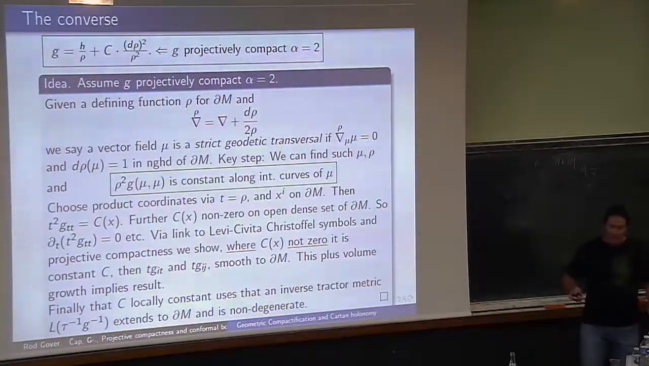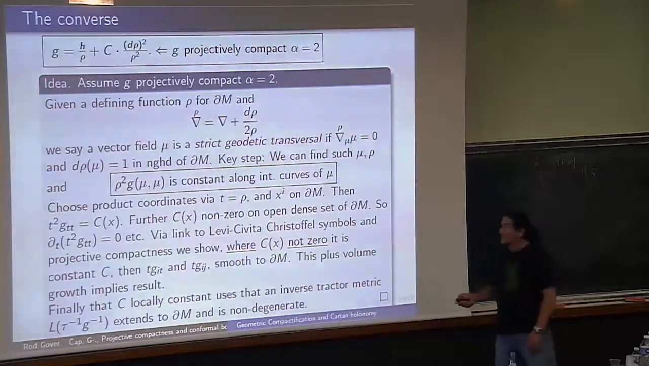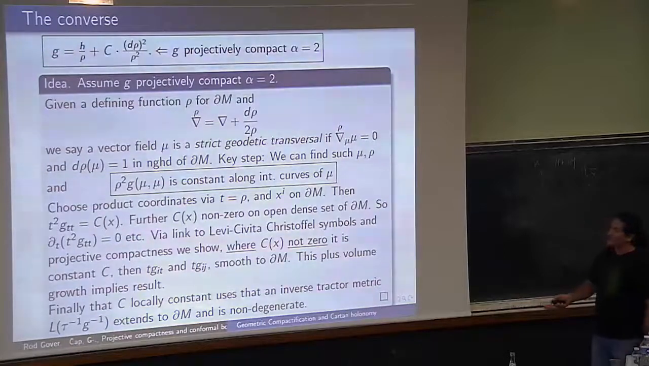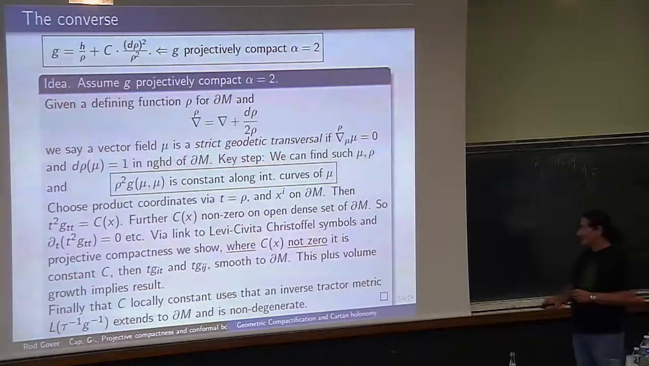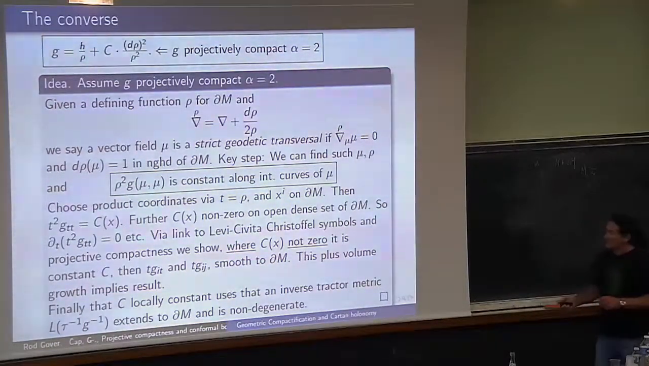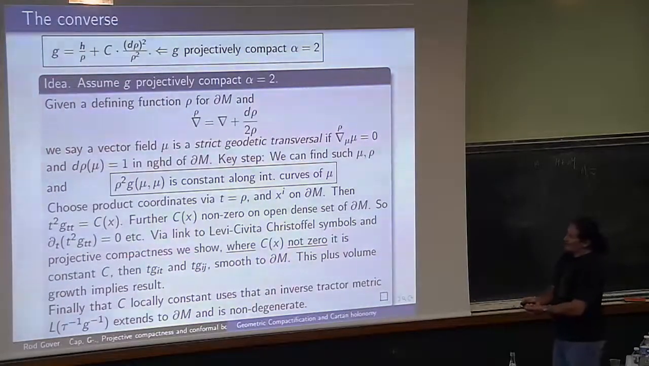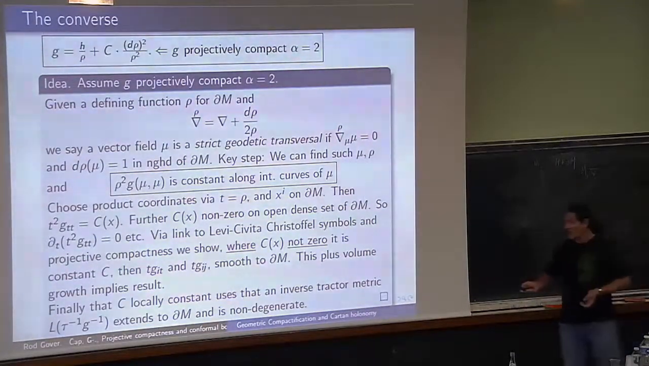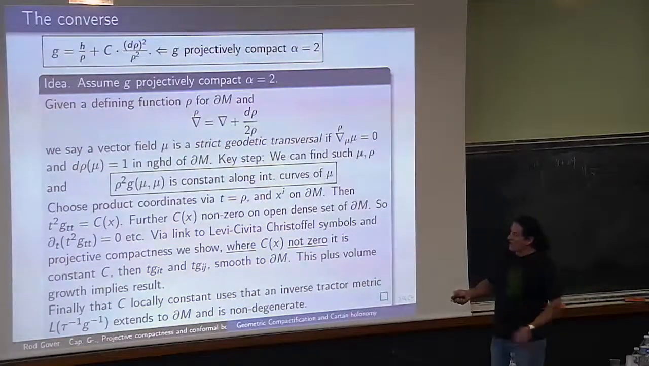And then you play back and forth with this projective compactness condition, and you get more and more equations on Christoffel components. And you show in a sequence first that the C of x is actually constant almost everywhere. In Riemannian signature, it has to be a non-zero constant simply because this length has to be non-zero on the interior and it's constant up the rays. In other signatures, you have to be more careful. But you show that that's constant almost everywhere. And then where that's not zero, you can eventually show that these t times these components are smooth up to the boundary, and then the volume growth finishes the job off.